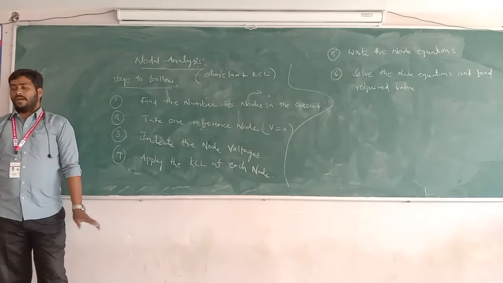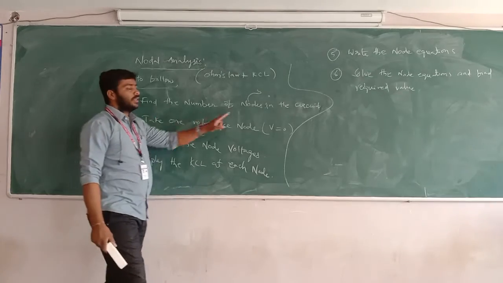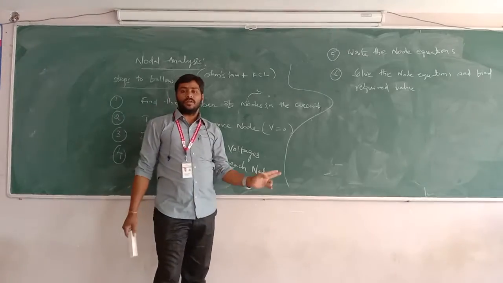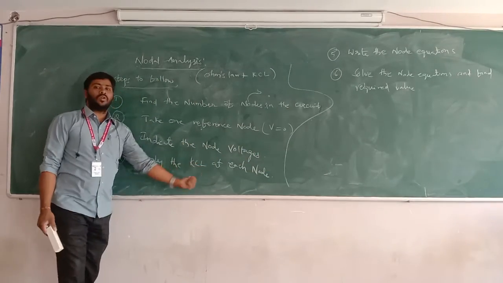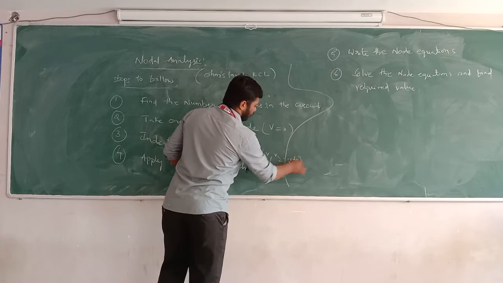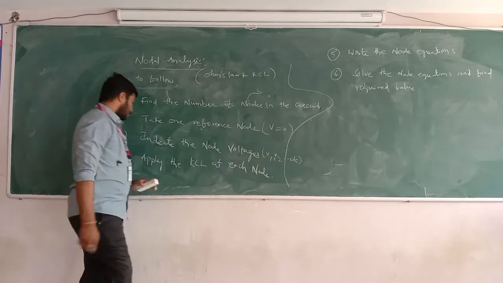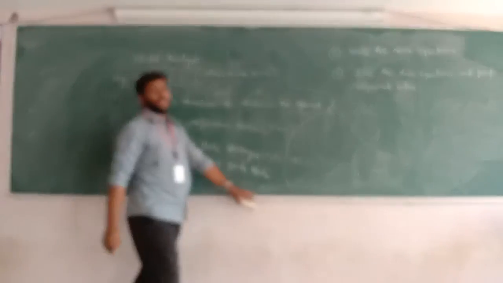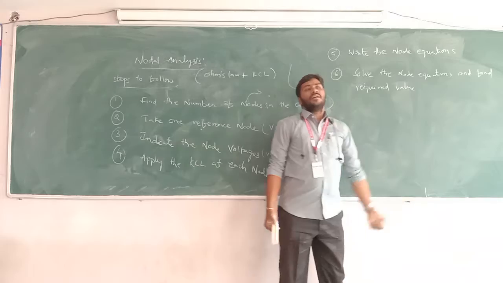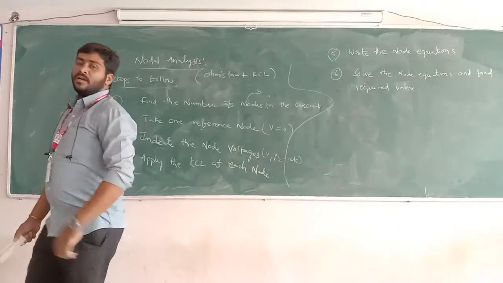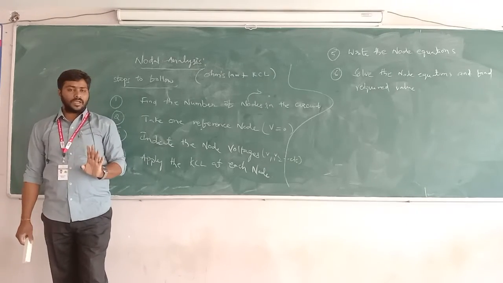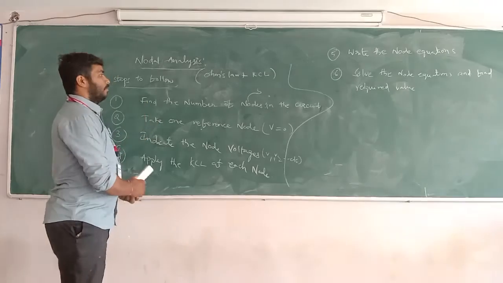To apply nodal analysis, the first step is to find the number of nodes in the circuit. The second step is to take one node as a reference node. Next, we indicate the node voltages, like V1, V2 and so on. Next, apply KCL at each node. Finally, write the node equations, and by solving those equations, you can find the required value. This is the procedure to apply nodal analysis.